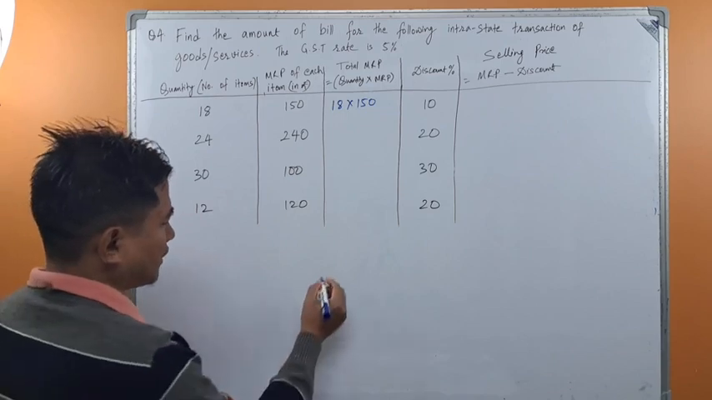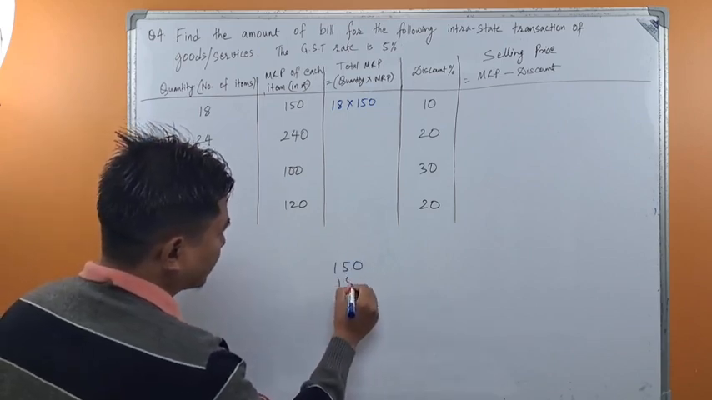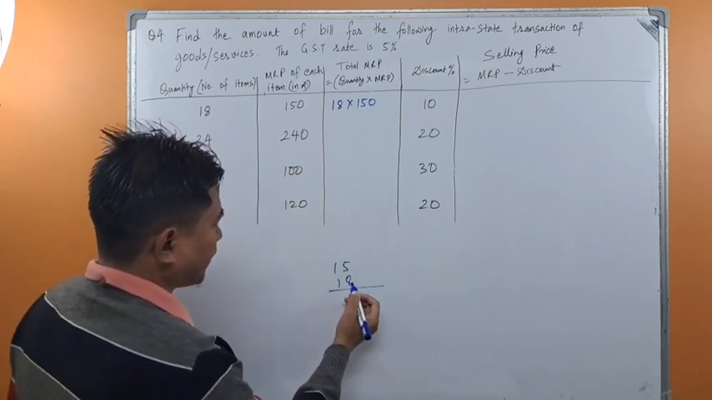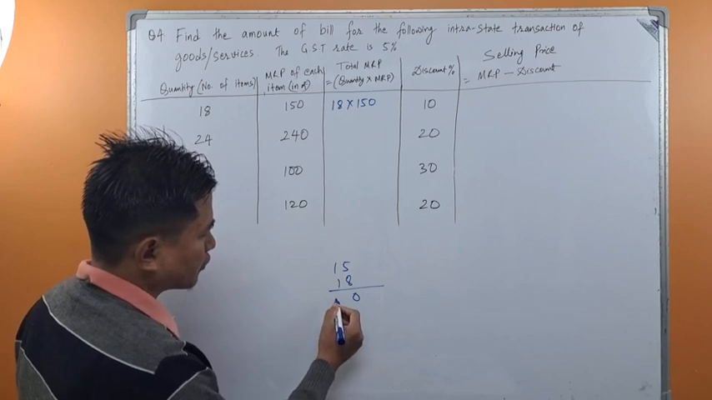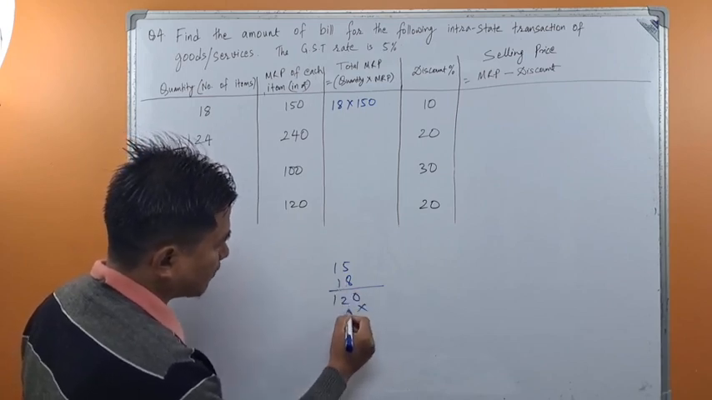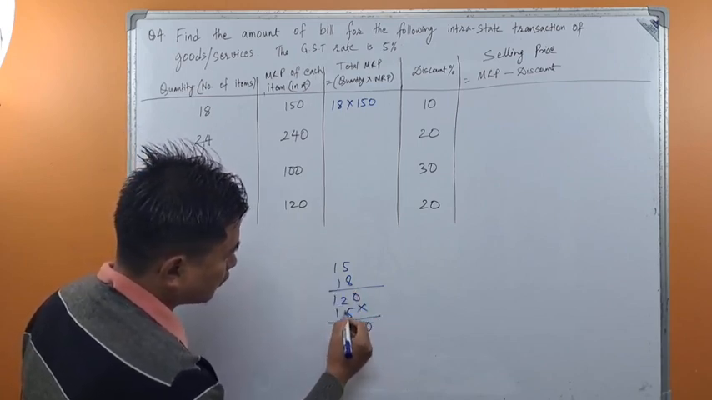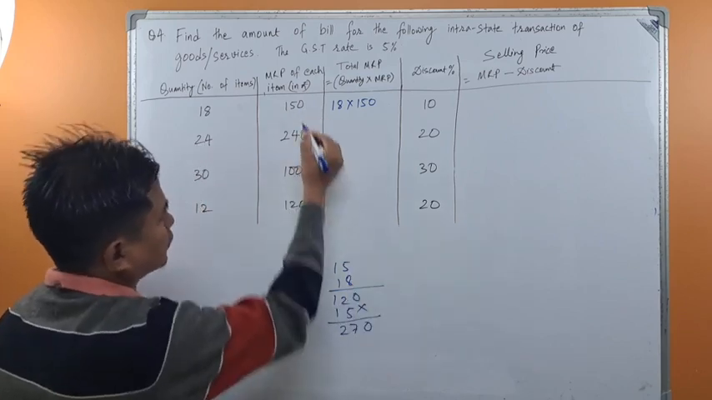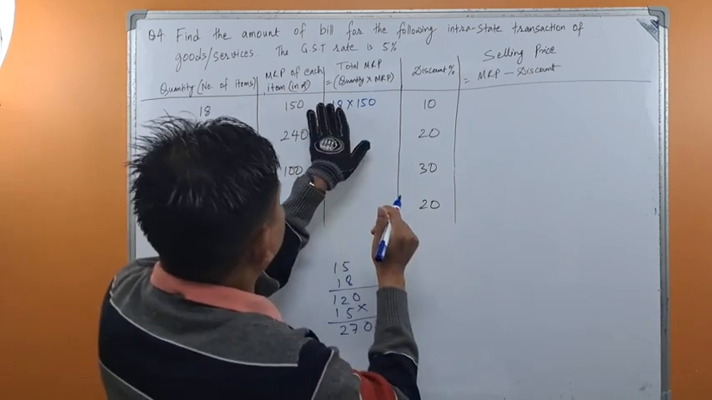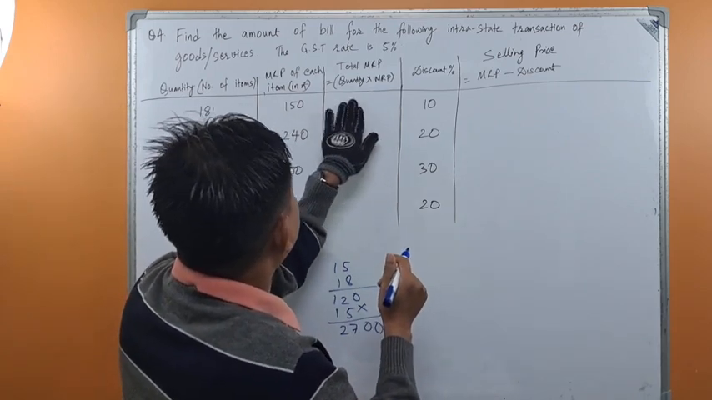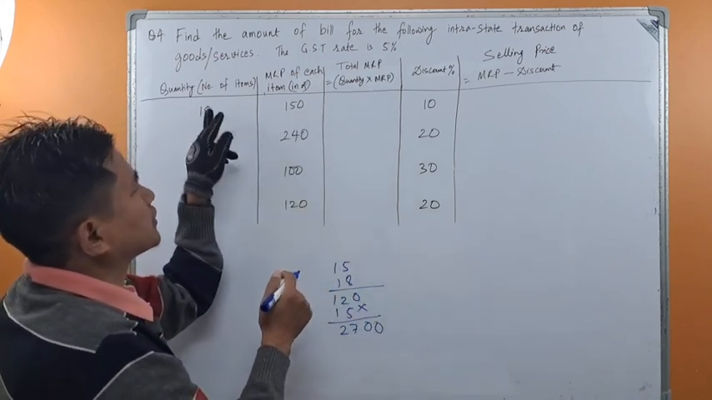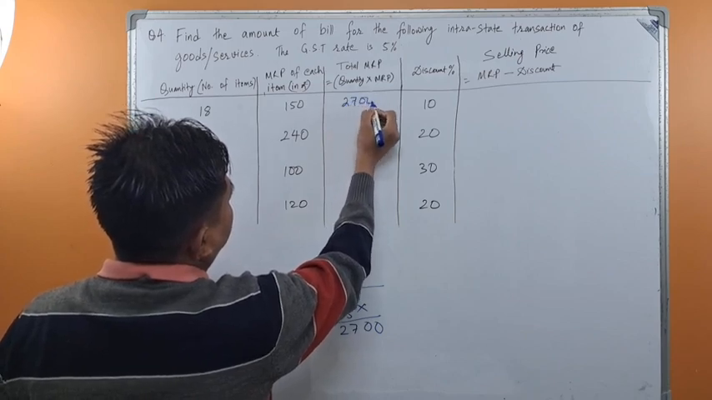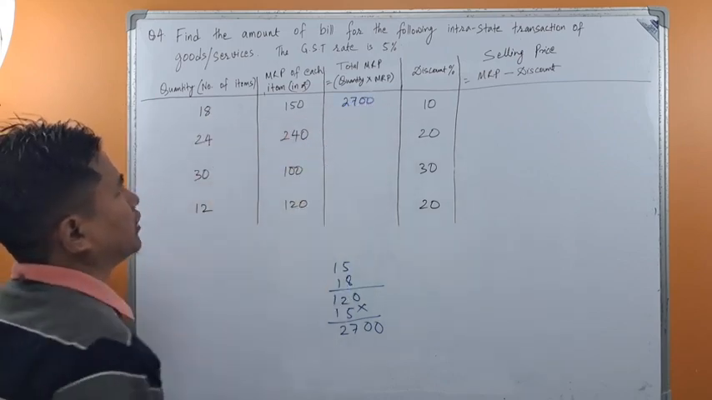So let us multiply this. 150 into 18. Okay, we'll put this 0 later on. 8 5s are 40, 0, 8 1s are 8, plus 4 is 12, 1 5 is 5, 1 1 is 1. So this 0, this 5 plus 2 is 7, 1 plus 1 is 2. Now we will put this 0, 2700. So price of each item is 150 and the number of items is 18. So the total MRP will be 2700.